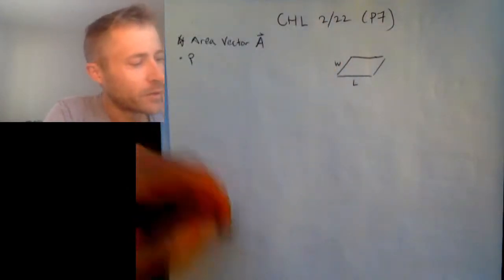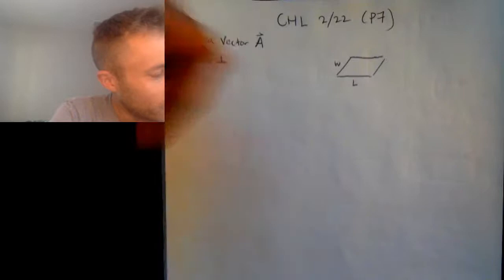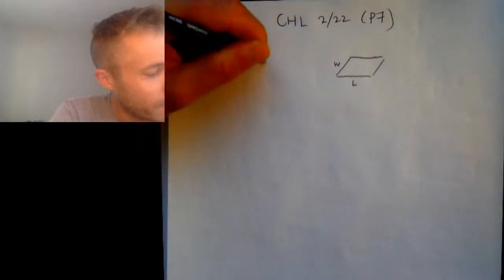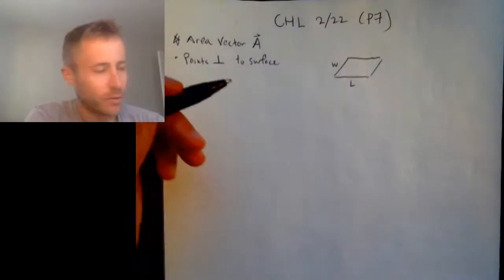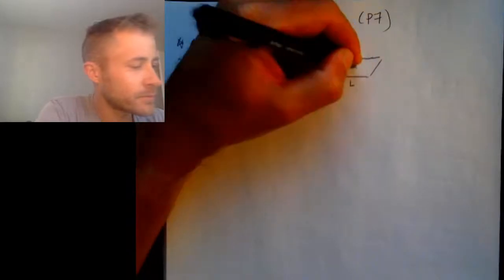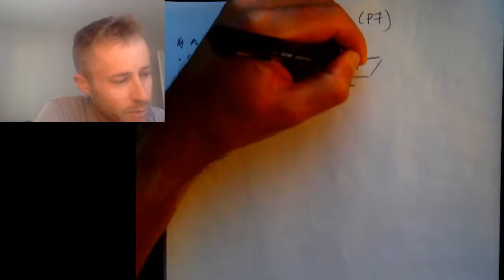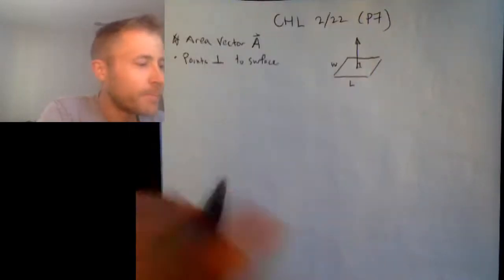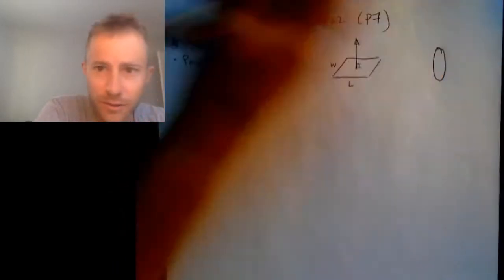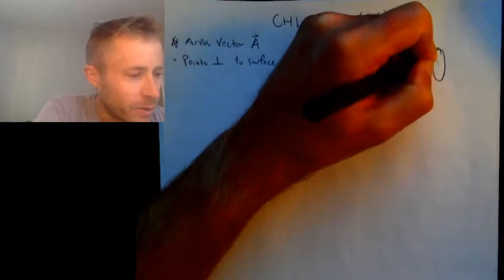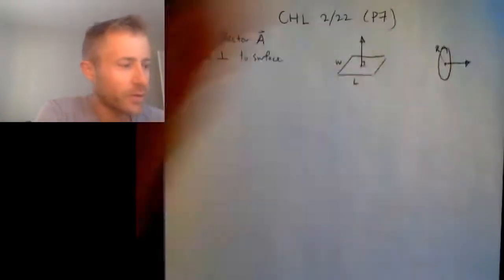The area vector points perpendicular to the surface. So this surface's area vector is going to point perpendicular to it. Perpendicular would be in that direction, so that's a right angle. Maybe I'll draw a circle as well. Here's a disc, and the disc has a radius r. The area vector would point perpendicular to that.